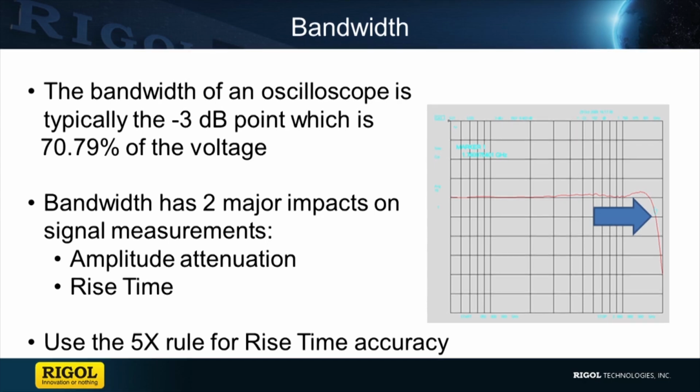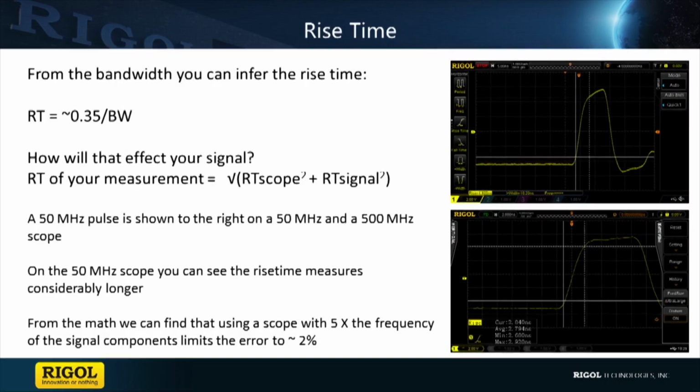But this is not the only way that the bandwidth affects a signal. Bandwidth also affects the rise time of a signal. Rise time equals about 0.35 divided by the bandwidth. The rise time of a measurement is the square root of the sum of the rise time of the scope squared plus the rise time of the signal squared.